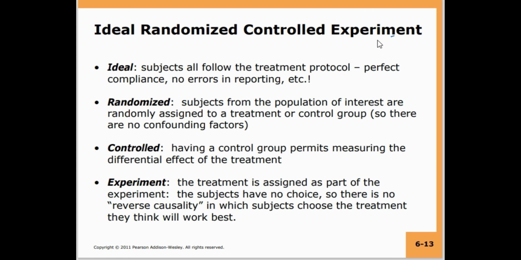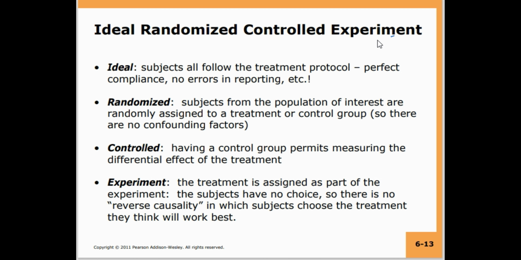Okay, also the subjects from the population of interest, the plants that you will choose to put in the dark or the light, are chosen completely randomly, so that you do not attribute growth to light when in fact the growth should be attributed to better seeds or something. Okay, and having a control group, as we say, so ideal randomized control, you have a control group, and the treatment is assigned as part of the experiment.